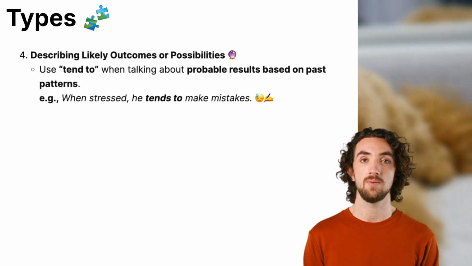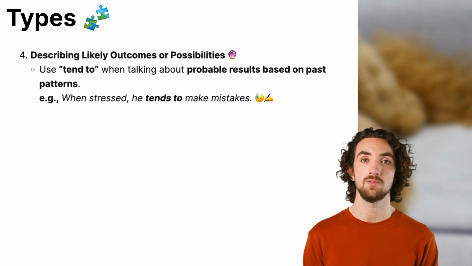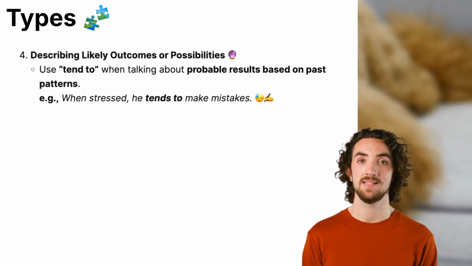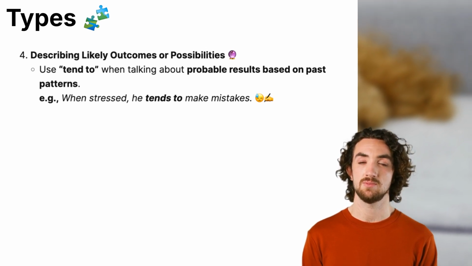4. Describing likely outcomes or possibilities. Use tend to when talking about probable results based on past patterns. Example, when stressed, he tends to make mistakes. This means that whenever he is stressed, he often makes mistakes.